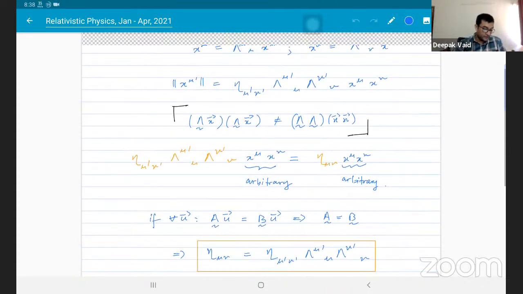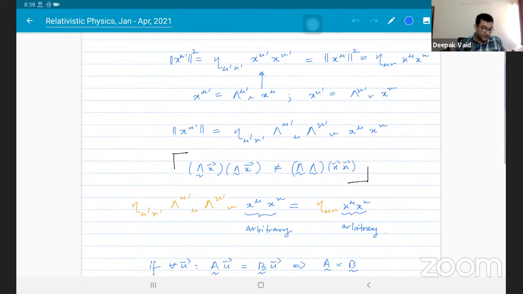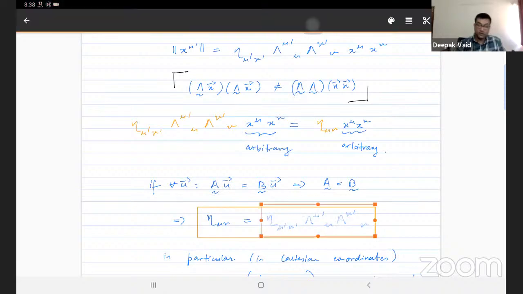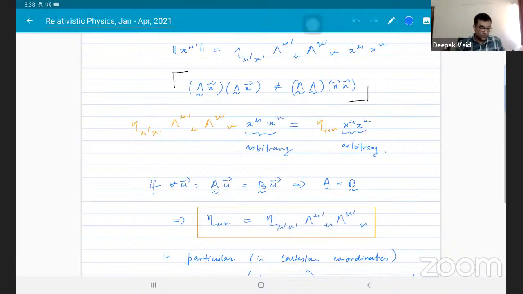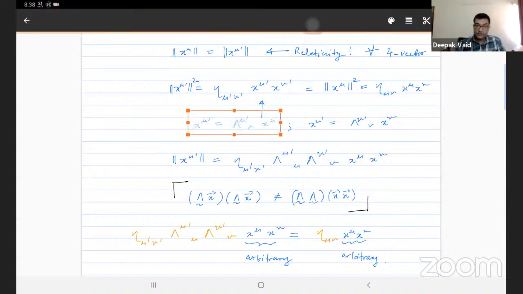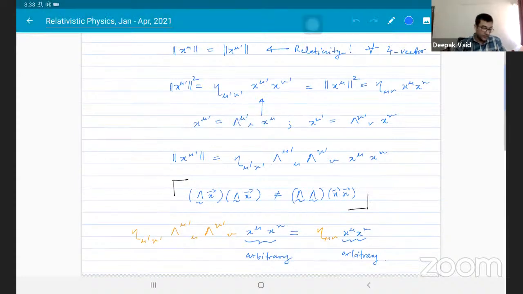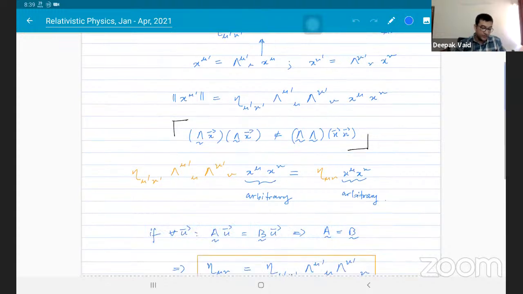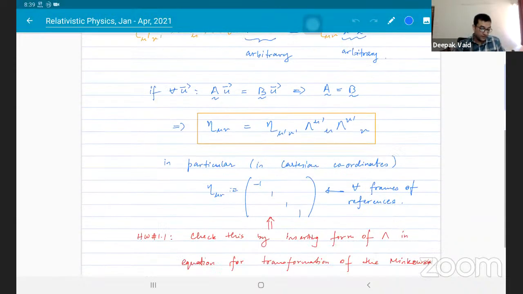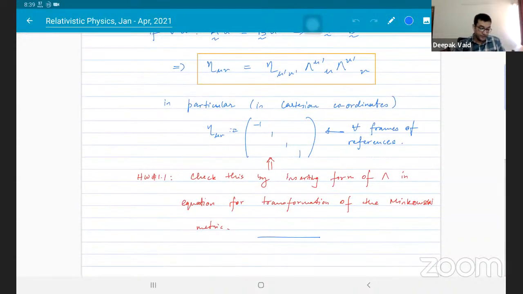Another consequence of this Lorentz transformation is that this metric eta mu nu remains invariant under the Lorentz transformation. So now, vectors transform under Lorentz transformations in this way, and matrices transform under Lorentz transformations in this way. For each index, you have to put one Lorentz transformation. And this metric happens to be an invariant object under these transformations.